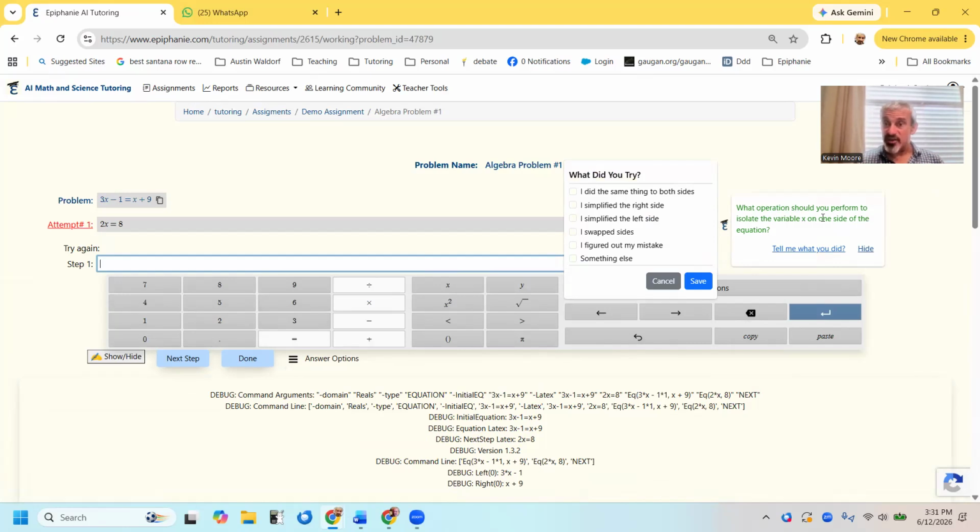Under the hood, we have a math engine, so this is not AI solving the problem. It's a math engine solving the problem. Right now, we're limited to equations and equation-like things. We'll talk about that more a little later.